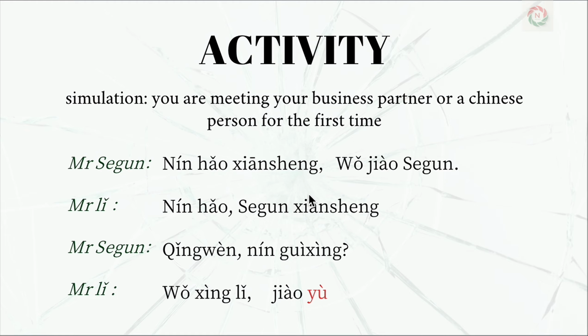Let's read the dialogue again. 你好，先生，我叫谢公。你好，谢公先生，请问你贵姓？我姓李，叫玉。All right, your turn to read the dialogue.